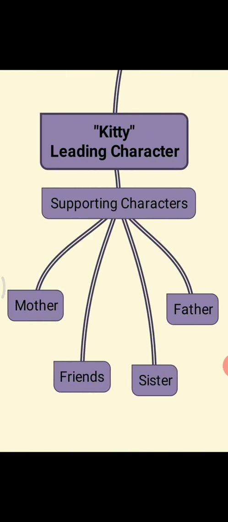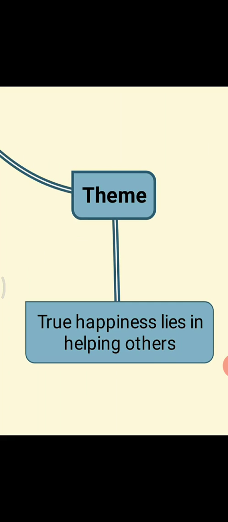Now let's come to the characters. Kitty is the leading character in this story. The whole story revolves around her. Her mother, father, sister, and friends are the supporting characters in it. The theme of the story is that true happiness lies in helping others.